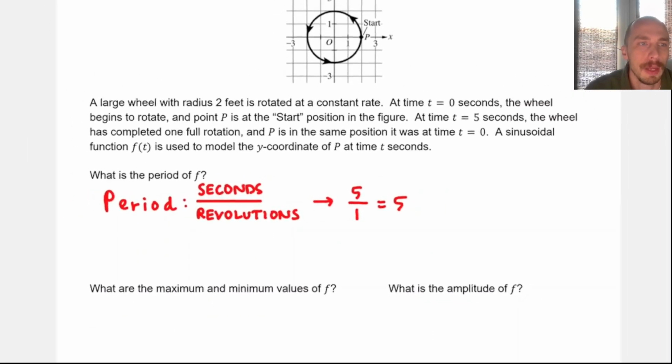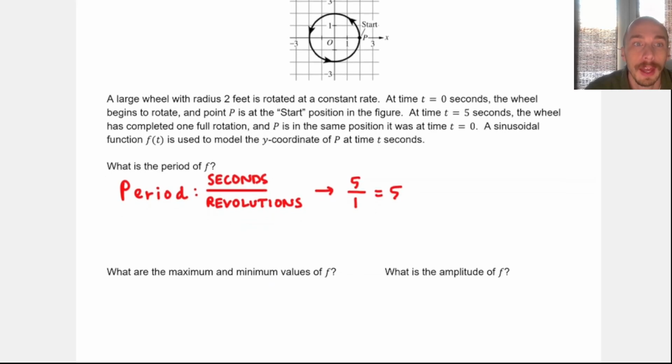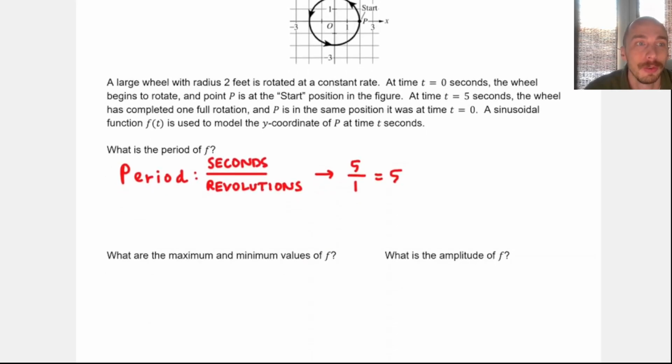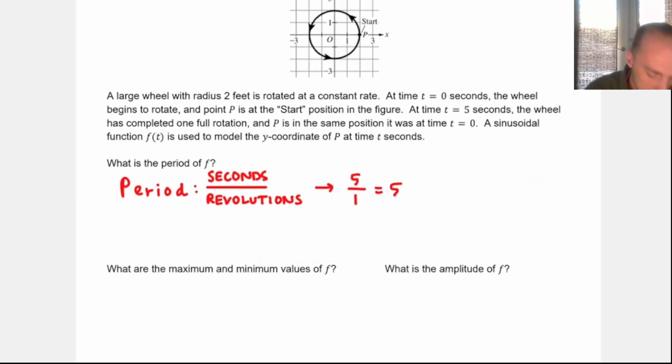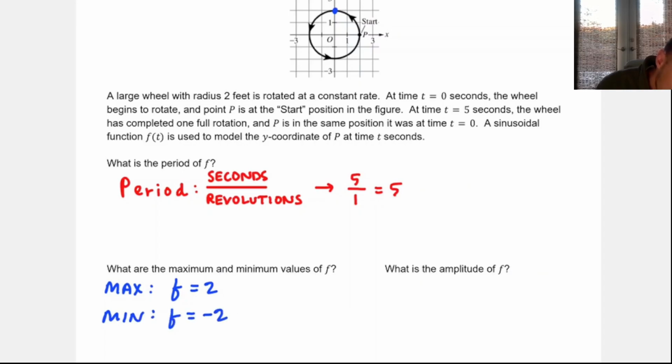What are the maximum and minimum values of f? Remember, f is a sinusoidal function used to model the y-coordinate of point P. If we think about point P starting there, then after a while it went up here, and that's going to be the maximum value. The maximum y-coordinate of P is going to be f equals 2. And then the minimum is going to be f equals -2, the minimum y-coordinate, and that would happen down here at the very bottom of the circle.